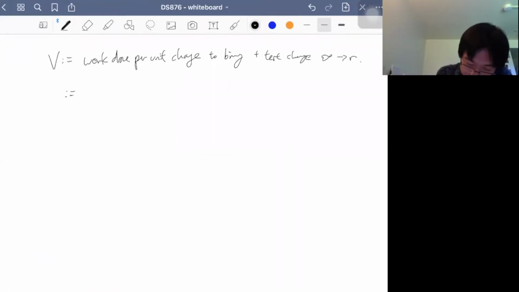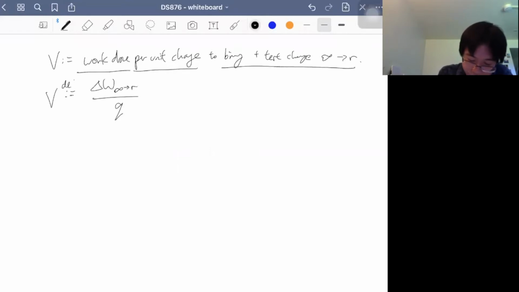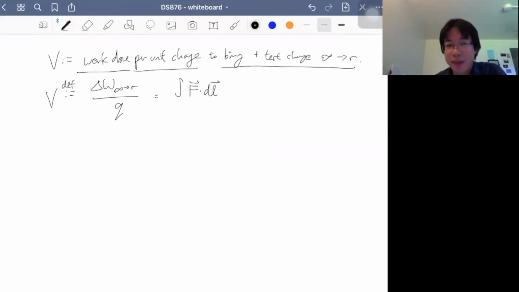So what does that mean? It's the work done to bring a charge from infinity to R, but it's work done per unit charge, right? Per charge. So this is the definition of V, which means what is work done? Work done is force times distance, right? Some distance dl. You can call it dx or dl. Let's make it 3 dimensions, so dl, from infinity to r per unit charge, like this.